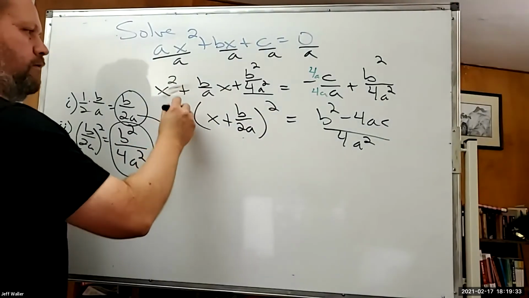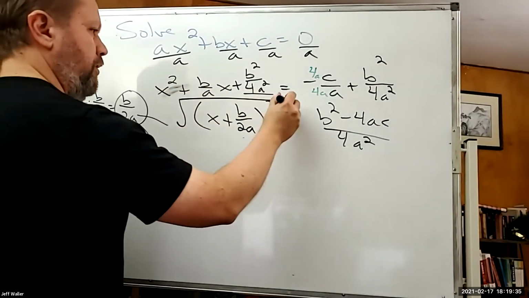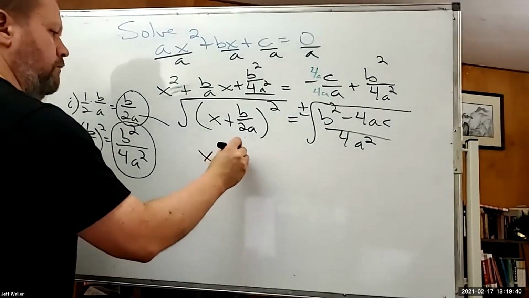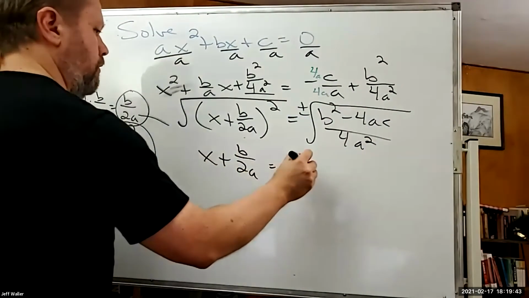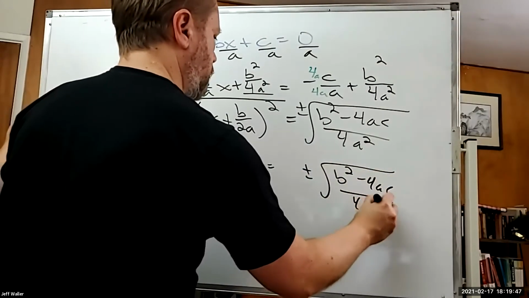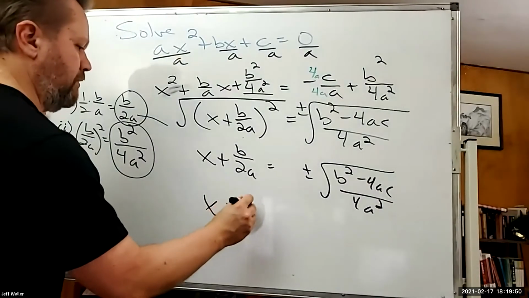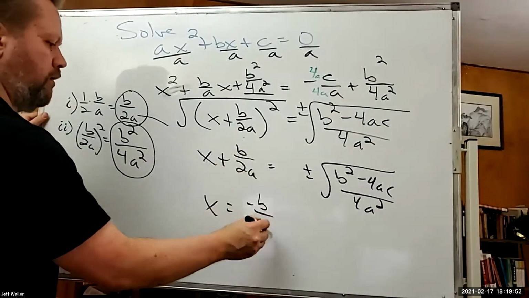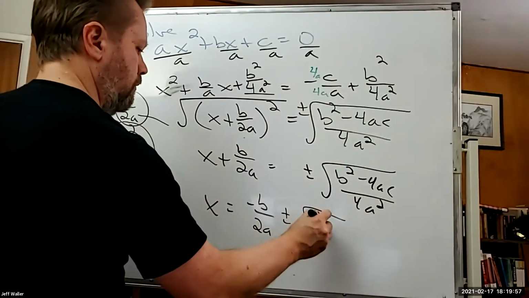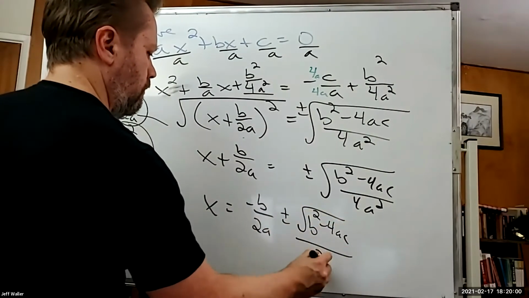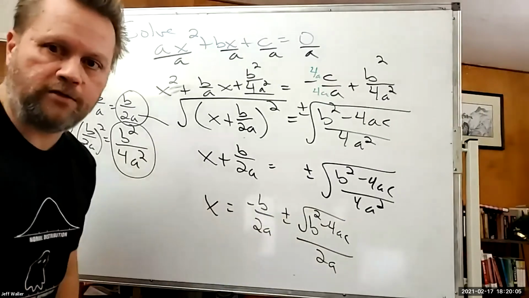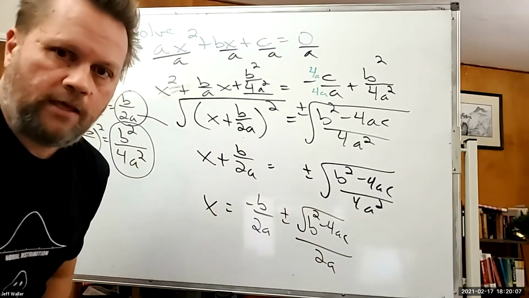And now what do I do to both sides? Square root. Plus or minus. All right, I'll do that next. And now I can subtract b over 2a. And the bottom is square rootable. And then they have like denominators, so I could put them together and I get my quadratic formula, right? Not that hard, really.